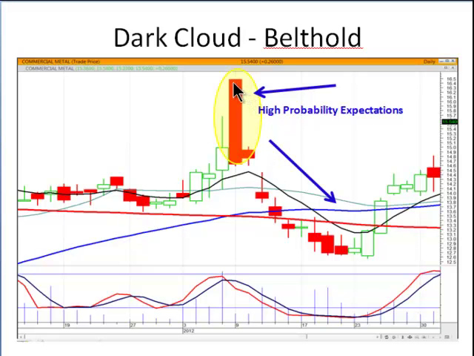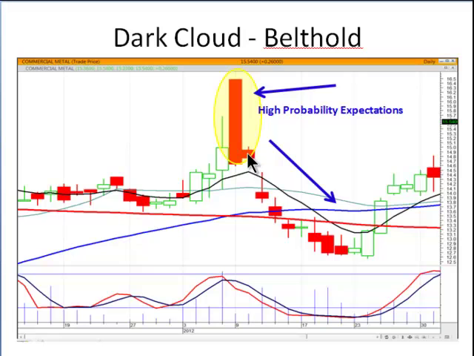Adding the evaluation of a belt hold just creates that much more expectancy of a high probability situation. That belt hold signal, without it even being a dark cloud, creates a high probability that they're going to be in a downtrend. The fact that it's also a dark cloud gives it that much more credibility that the sellers are in control. Now you can start adding other factors.